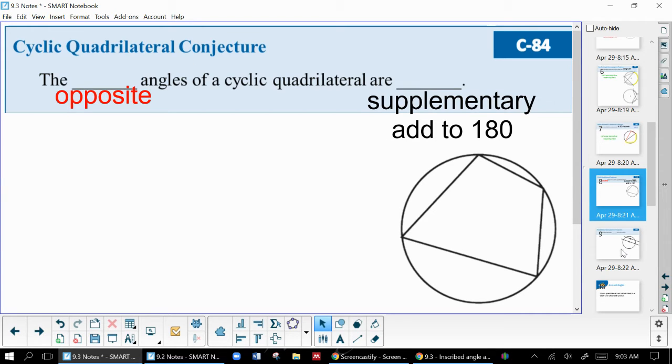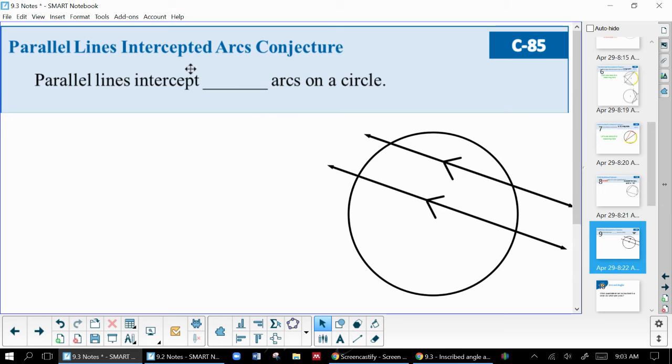And then we've got our last one, and that is the parallel lines intercepted arcs conjecture. So this one is a pretty specific one. You've got a circle with two parallel lines that go through it. Lines that go through circles like this are called secants. Not a super important word that you know, but we've got two lines. They are parallel and they intercept the circle. And we're going to be looking specifically at these two arcs. When I highlight them, you might have a pretty good guess at what's true about them, but let's go ahead and take a look at what happens here.